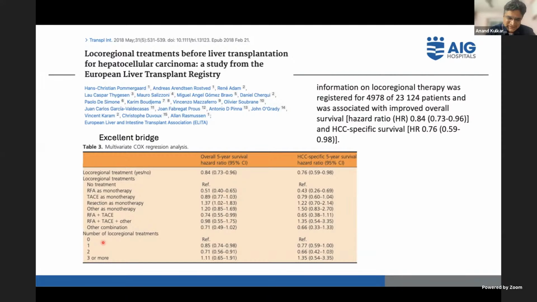This basically indicates that the patients had small tumors but probably a longer waiting time. That's the reason they have undergone some form of ablation, which we know means the patient is eligible for ablation. He already has a good survival post-transplant and pre-transplant as well. So nothing unique, but a very important message here is that single therapy, monotherapy or dual therapy, a combination of TACE and RFA, will have a better post-transplant survival.